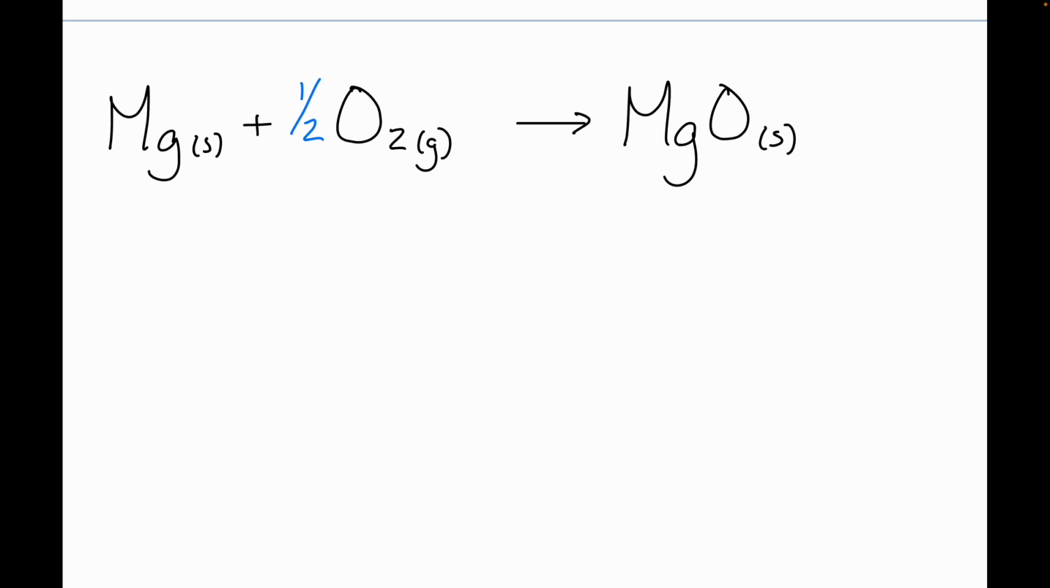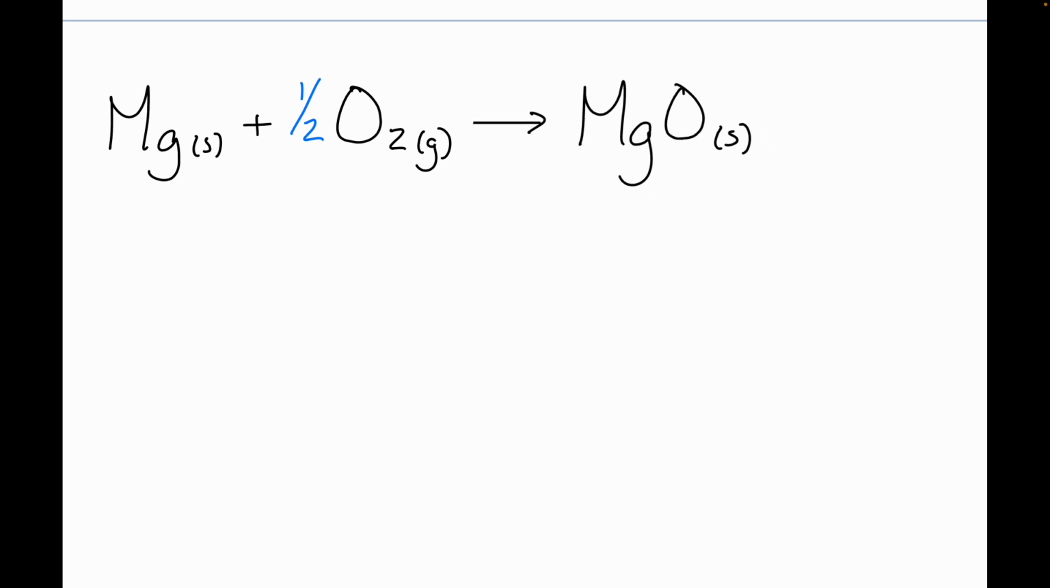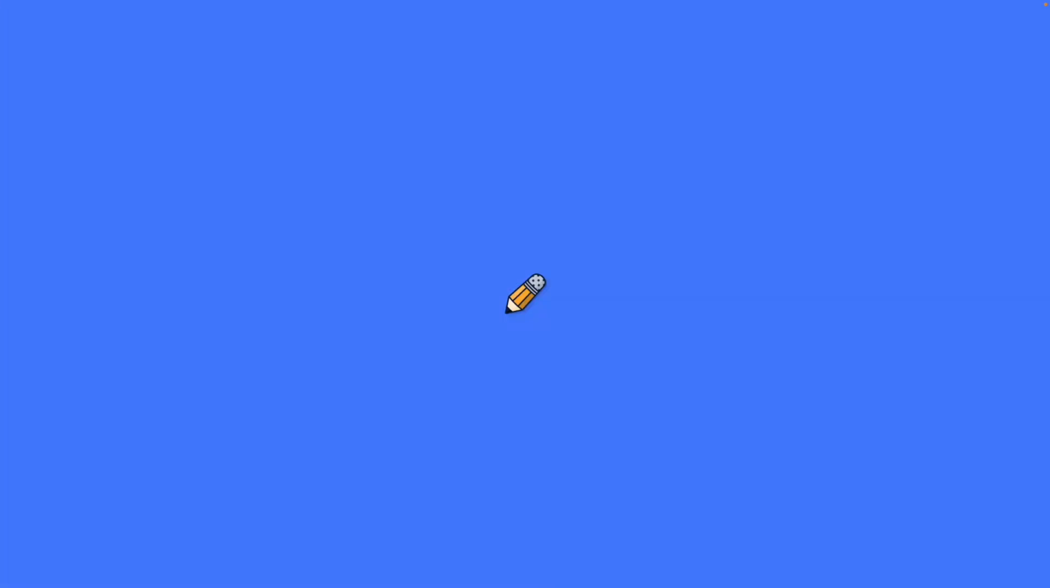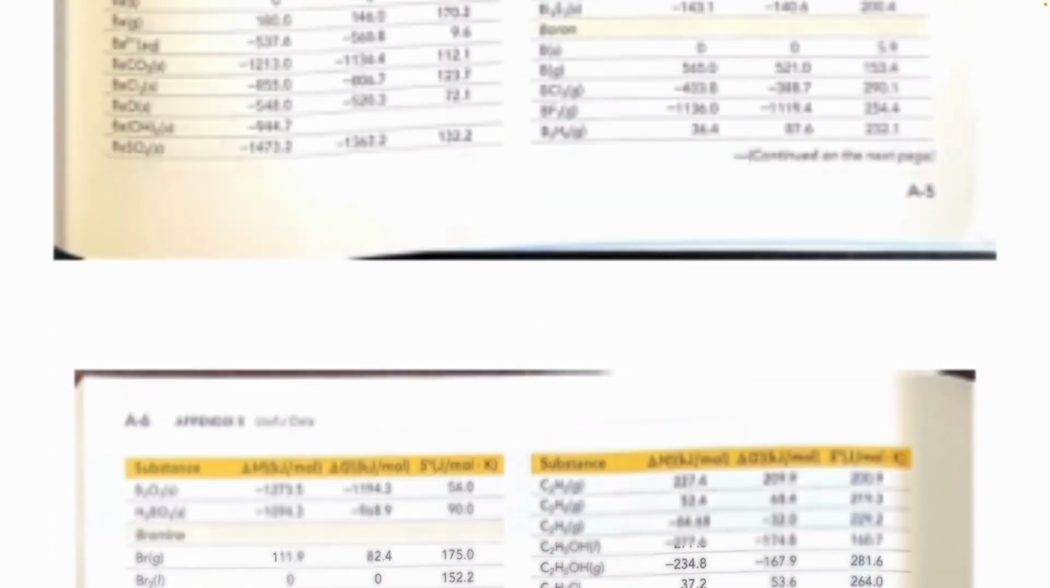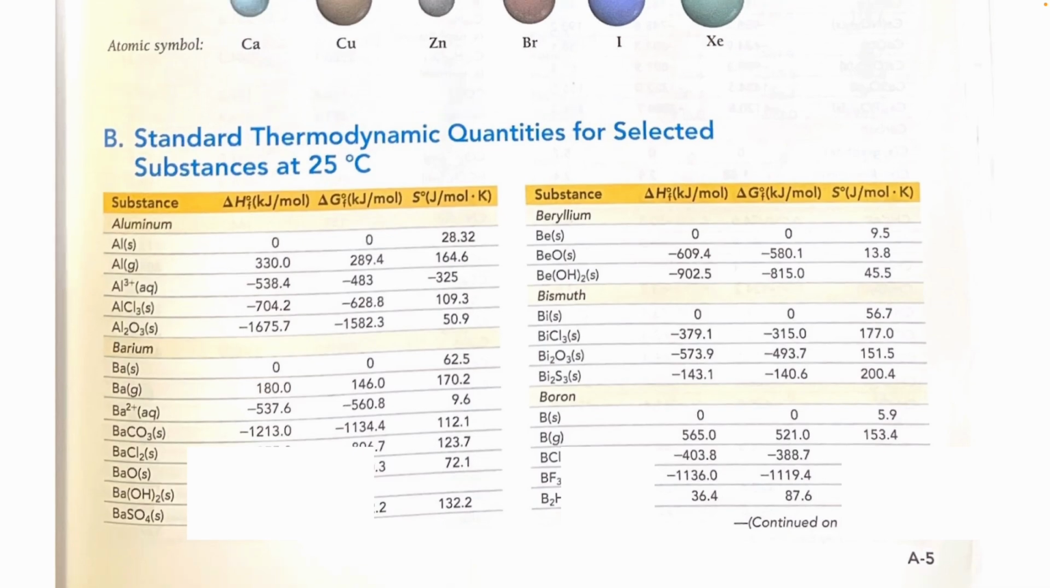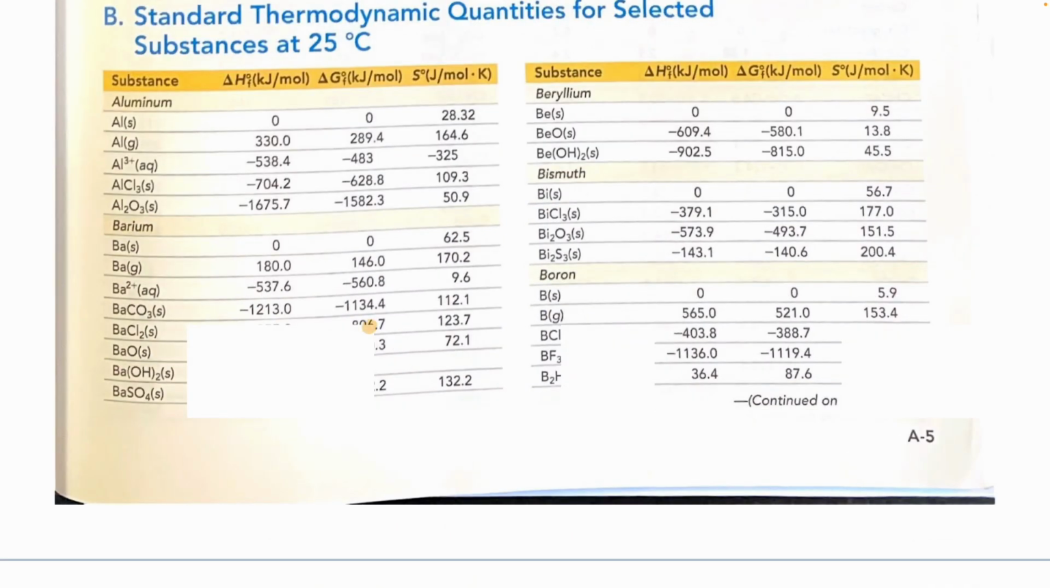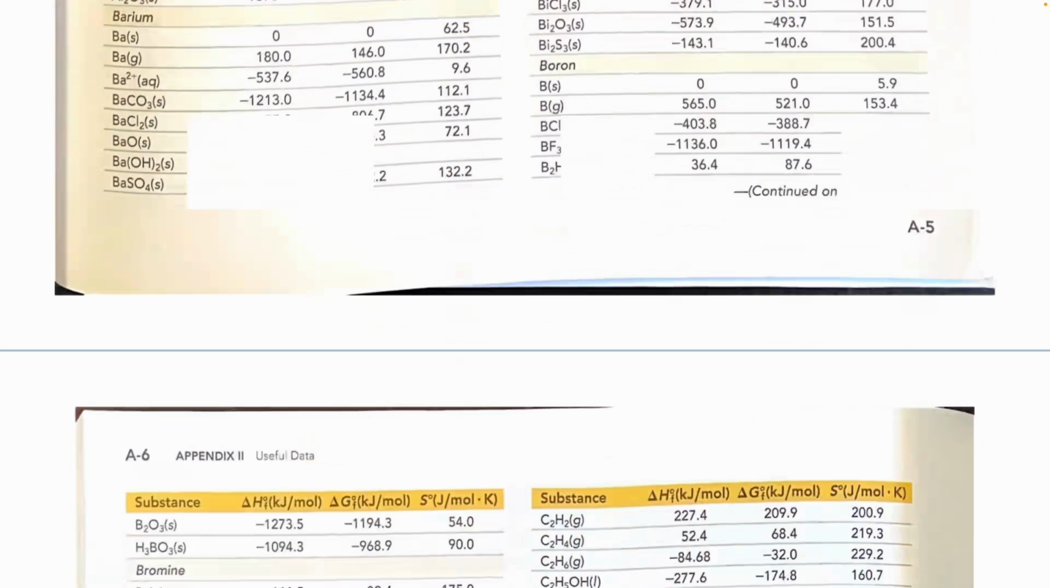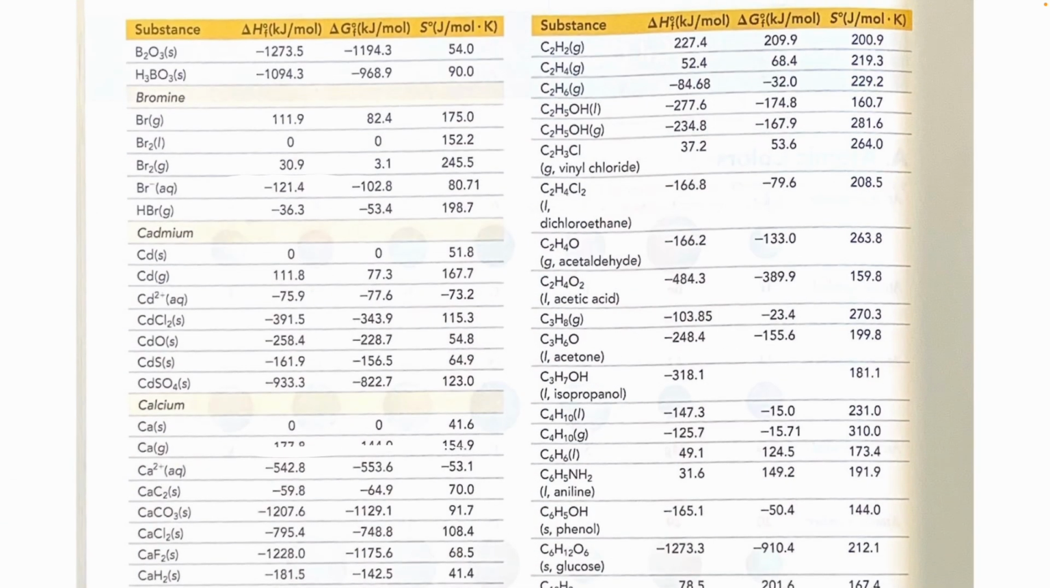All right, why do we care? Why do we make a big deal about this? It turns out that we can look up, we got this table here. Let's just take a look. This is this table of what are called thermodynamic quantities for all these various substances. Anyways, we got this giant table. So this is just a copy of the appendix from the back of the Tro textbook here.